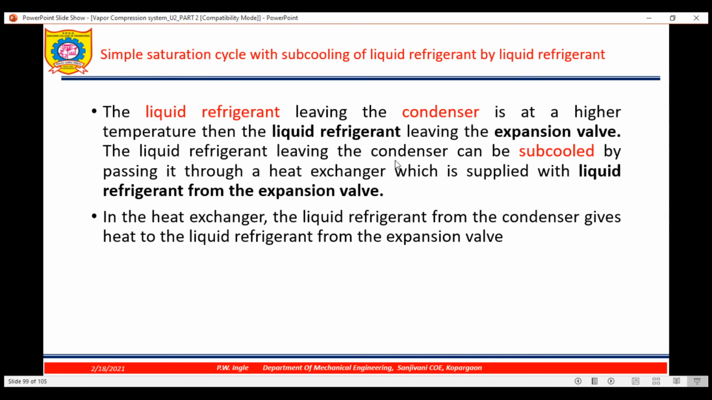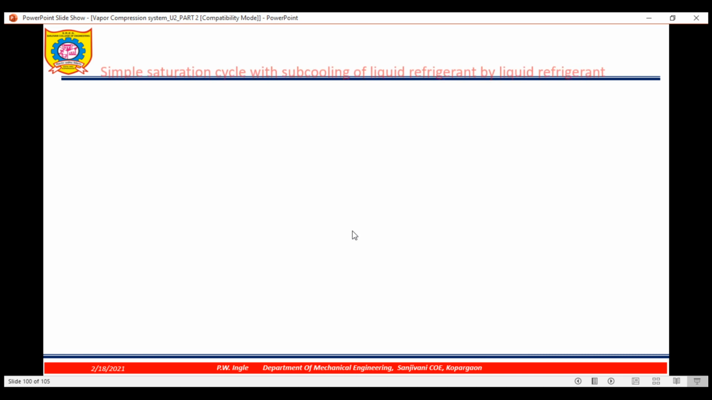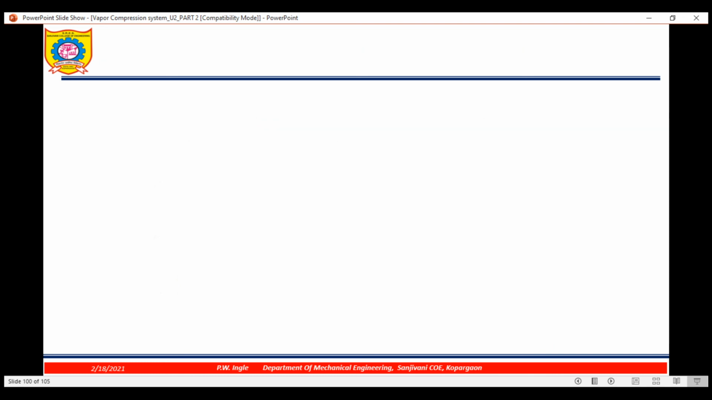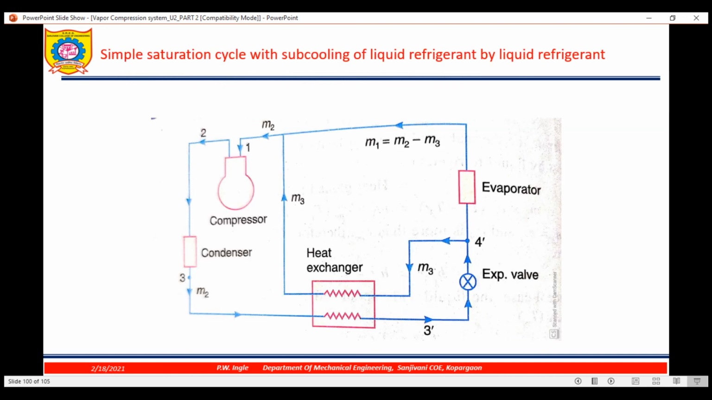So the liquid refrigerant leaving the condenser can be subcooled by passing it through a heat exchanger which is supplied with the liquid refrigerant from the expansion valve. So this is about the simple saturation cycle with subcooling of liquid refrigerant by liquid refrigerant. In the next lecture we'll discuss the actual vapor compression cycle. Thank you.